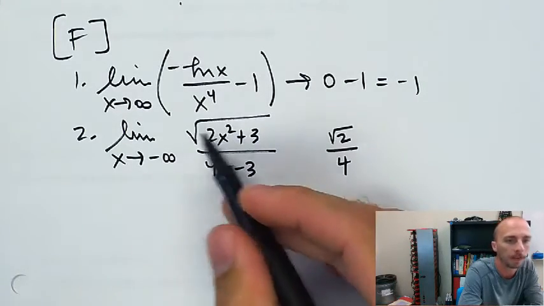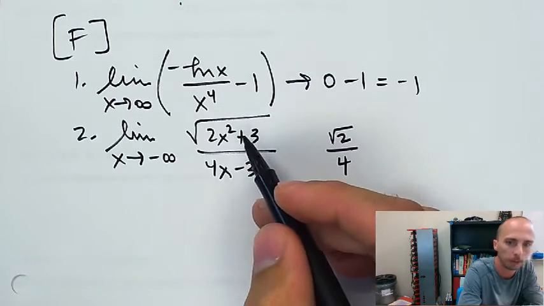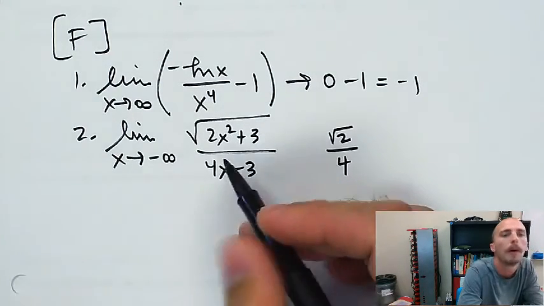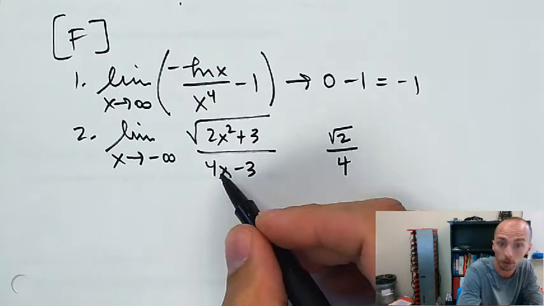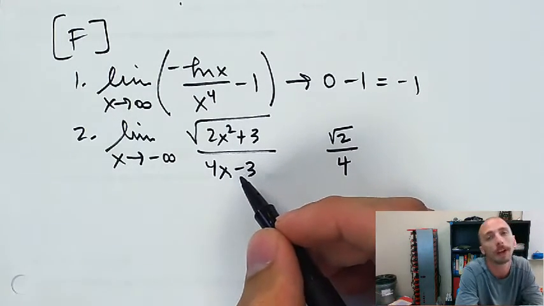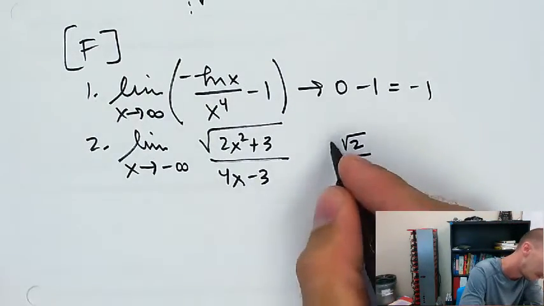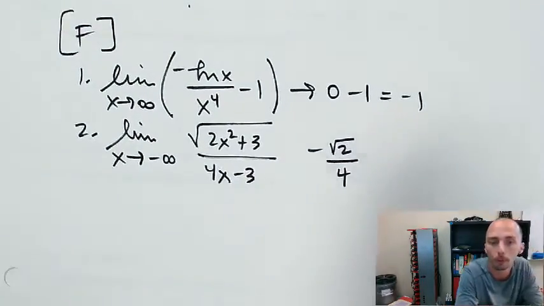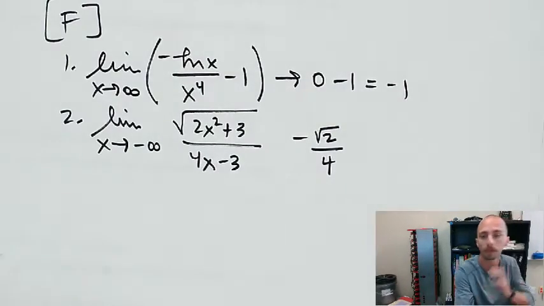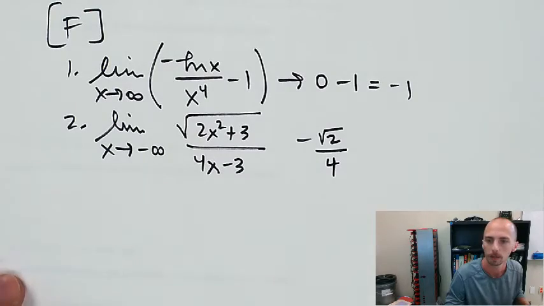As x goes to negative infinity, this positive square root of a squared number doubled and added 3 has to be positive, right? But this number, you take a large negative number and you multiply it by 4, that's going to be negative, right? And then you subtract 3 more. It's going to be even more negative. Meaning that I think that I need negative root 2 over 4, or root 2 over negative 4 if that makes you feel better, because that's where the negativity is coming from.